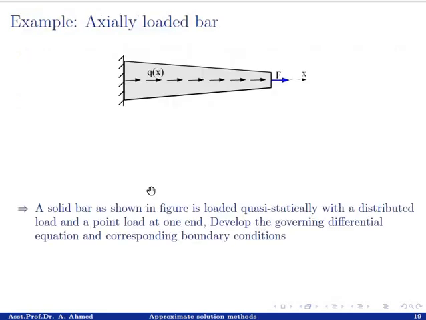So, for example, let's consider a solid bar loaded quasi-statically with a distributed load Q of x as shown in the figure and a point load F at the right end of the bar. The cross-sectional area of the bar is changing throughout the whole length of the member. Develop the governing differential equation and the corresponding boundary condition.